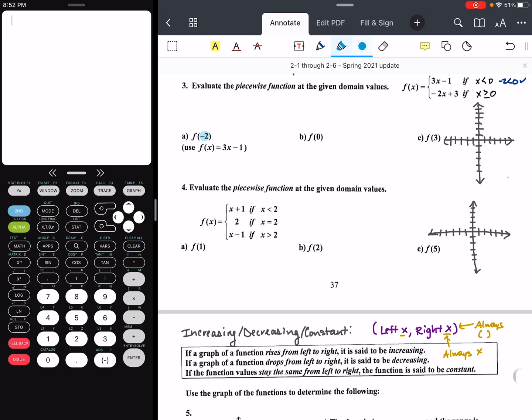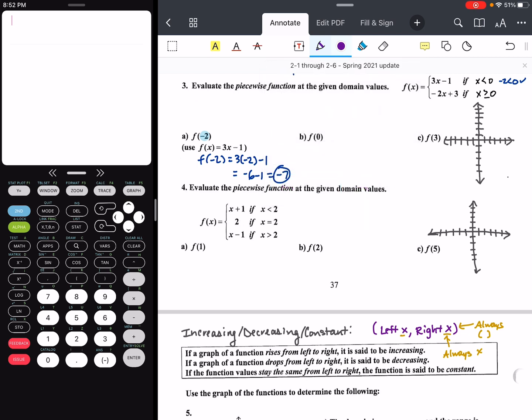So for f of negative 2, we're going to be using 3x minus 1 because that's the portion of the domain where negative 2 is in, right? Negative 2 is less than 0. That's the portion of the domain that negative 2 is in, so we're using that piece of the function. All right, so using the 3x minus 1, f of negative 2 equals 3 times negative 2 minus 1, which is negative 6 minus 1, for a grand total of negative 7.